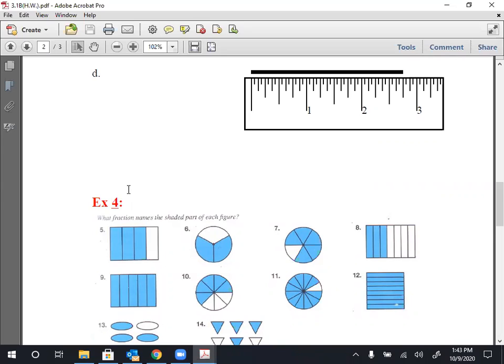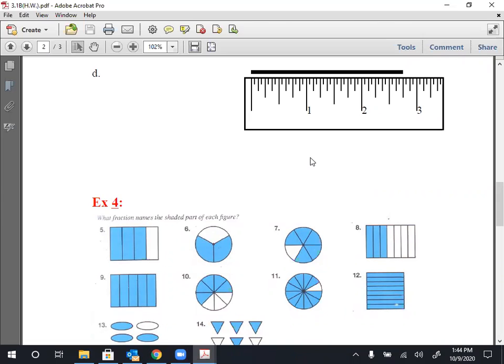Okay. Look at number 6. So I have to write the fraction for all. Yeah, you write the fraction for each one. So number 5 would be 3/4. That makes sense. Number 6. What do you think number 6 would be? 3, 1.